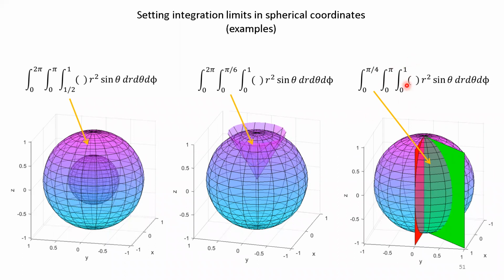So in this third case, if I consider r from 0 to 1 and theta from 0 to pi, but phi only from 0 to pi over 4, then, if I didn't have the 0 to pi over 4 and had the full 2 pi, I would have the entire spherical region. But because you only have phi from 0 to pi over 4, we are only talking about this slice.